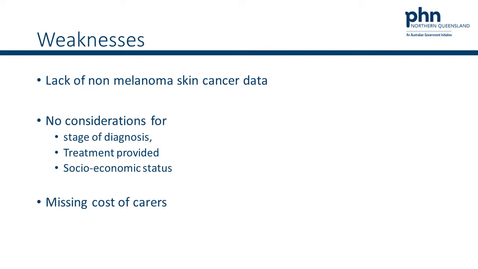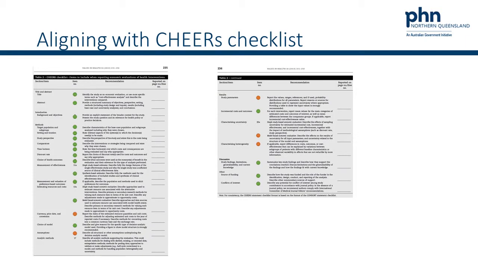This is more difficult to remedy as there might be multiple carers assisting a patient at different levels, from families full-time caring during treatment to attending appointments with patients during the treatment of non-melanoma skin cancers. There's also the potential of including this in the 45 and Up Study to collect the data, though it might be incomplete. This study is a good example of aligning the structure of the article with the Consolidated Health Economic Evaluation Reporting Standards.